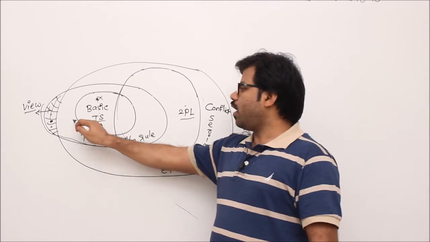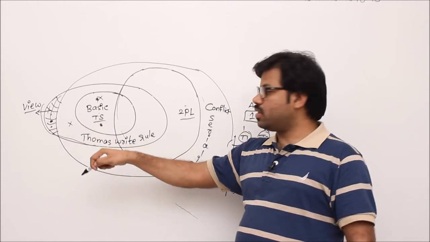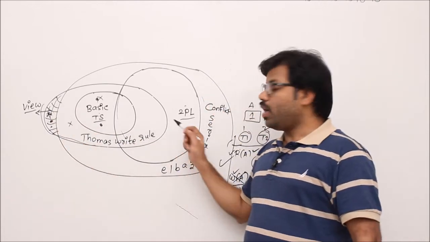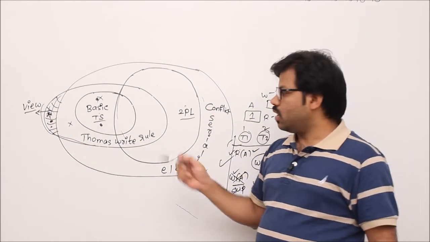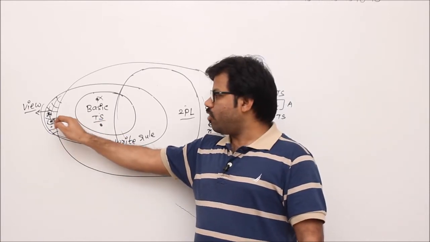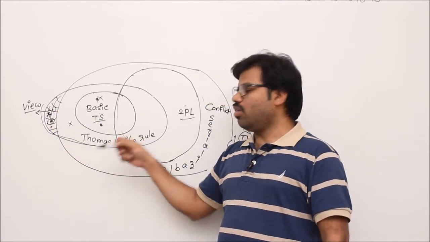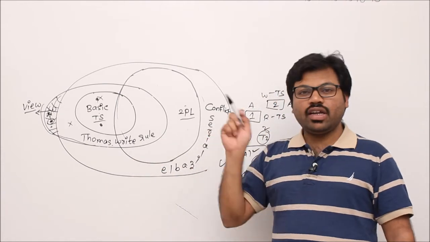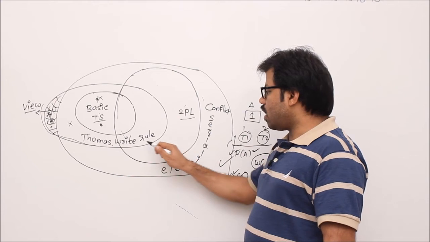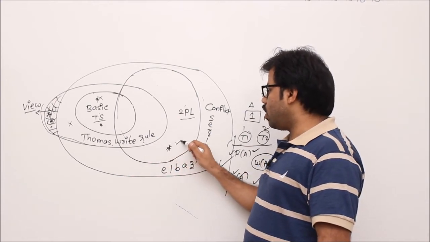Similarly, there is a point which is in Thomas Write rule. Obviously, this point is pretty clear. You see, 2PL only allows conflict serializable schedules, but your Thomas Write rule is allowing beyond that. Then definitely these kinds of points are allowed under Thomas Write rule, but they are not allowed under 2PL. Similarly, there are some points which are not allowed under Thomas Write rule but allowed under 2PL.